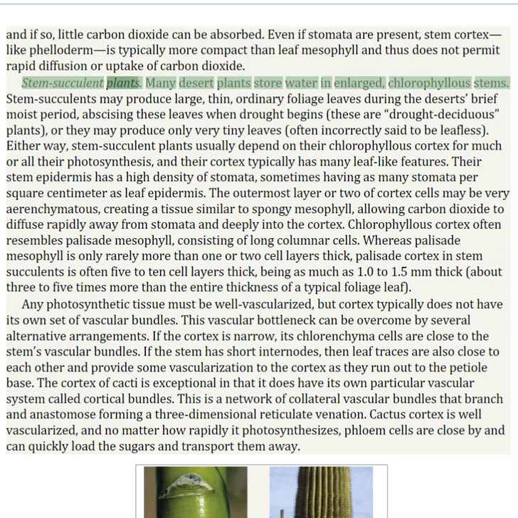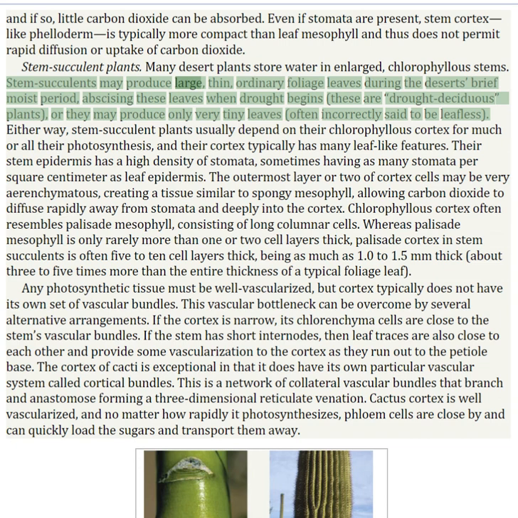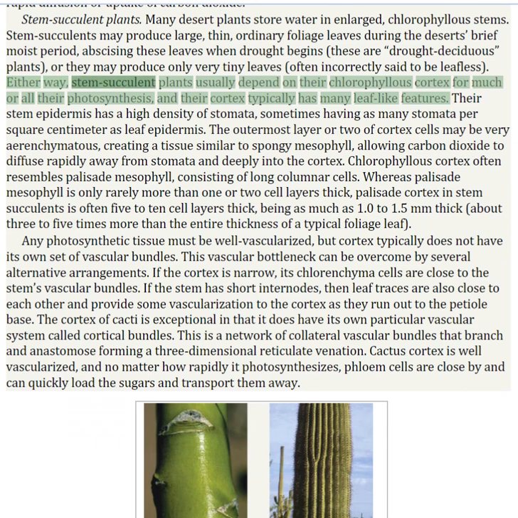Stem succulent plants. Many desert plants store water in enlarged, chlorophyllous stems. Stem succulents may produce large, thin, ordinary foliage leaves during the desert's brief moist period, abscising these leaves when drought begins, or they may produce only very tiny leaves. Either way, stem succulent plants usually depend on their chlorophyllous cortex for much or all of their photosynthesis, and their cortex typically has many leaf-like features.